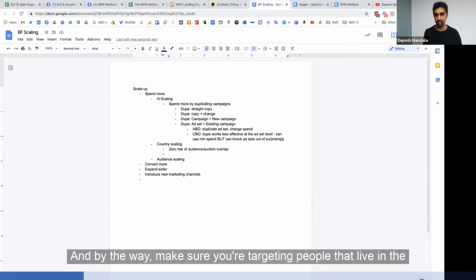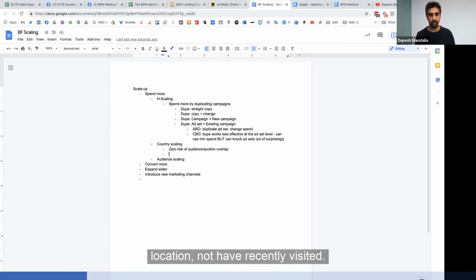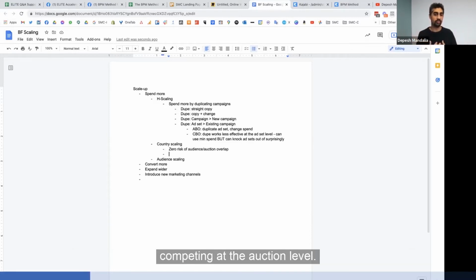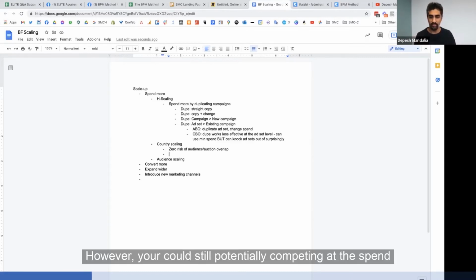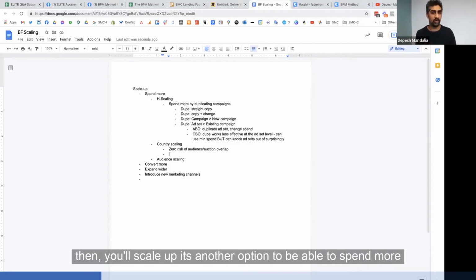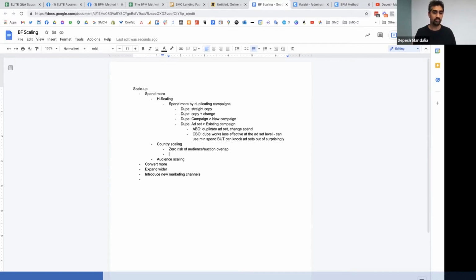And by the way, make sure you're targeting people that live in the location, not have recently visited. So if you've got a campaign with 2 ad sets, UK and US, they are not competing at the auction level. However, you're still potentially competing at the spend level. So this is just something when you're looking at your launch strategy, if you haven't launched already for Black Friday, and then you'll scale up, it's another option to be able to spend more without introducing risk as well.